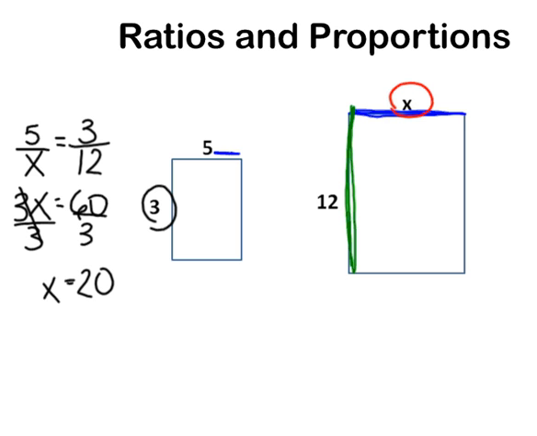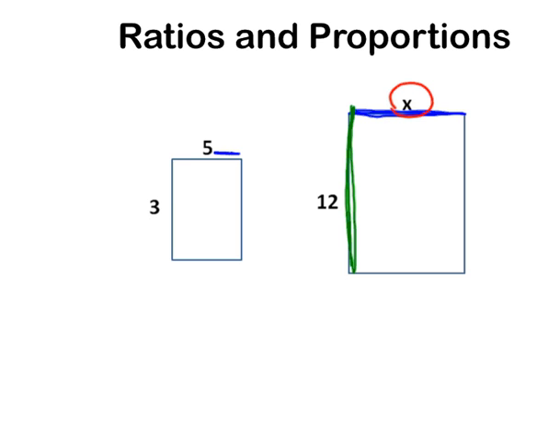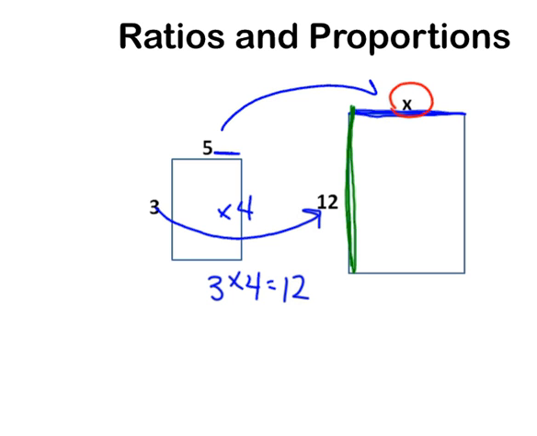Another way that I can solve for the missing variable is using a method called scaling or scale factor. I see that to get from 3 to 12, again because these are corresponding sides, I can multiply 3 by 4. 3 times 4 equals 12. If I multiply one side of my rectangle by 4, and I know that my rectangles are similar, I can multiply the other side of the rectangle by 4. And 5 times 4 is equal to 20. Therefore, the missing side of this rectangle, x, is equal to 20.